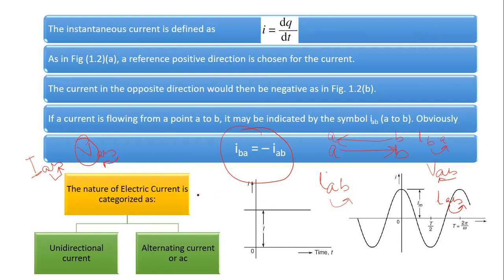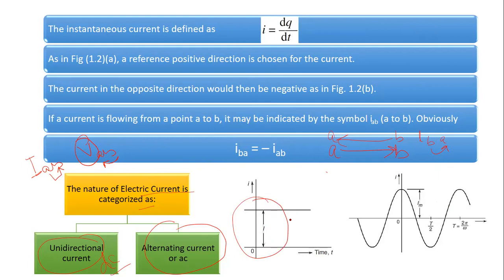Now, electric current is categorized into two categories. One is unidirectional, and the second is alternating current. Unidirectional current is also known as DC current. You can see in the diagram here that this is unidirectional current. It has one direction only.